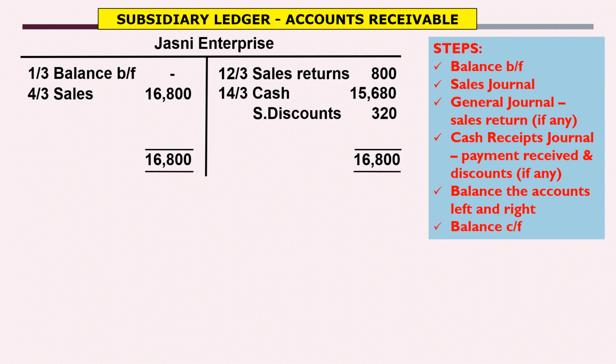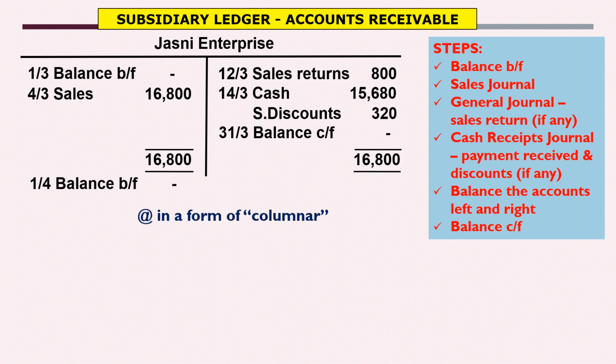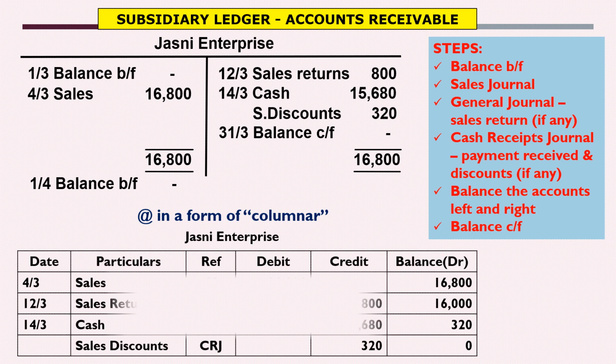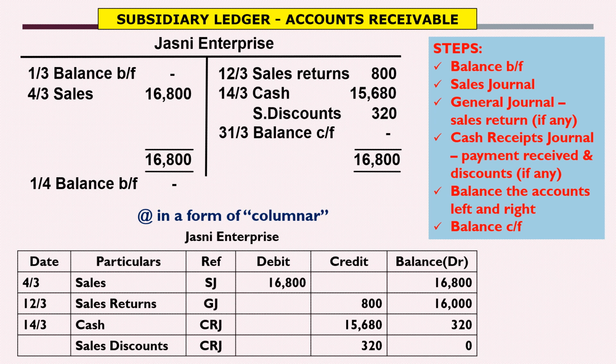And then the last step is to write down the balance carried forward. That is, the date must be 31st March. Balance carried forward 0. Besides the T account, we can prepare the subsidiary ledger by using the columnar form like this. This form is useful when using accounting software.